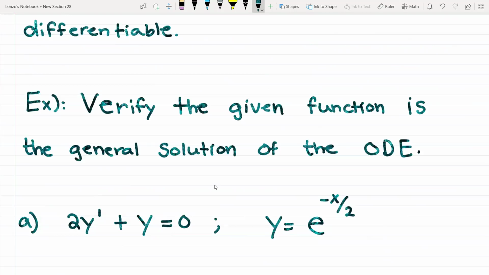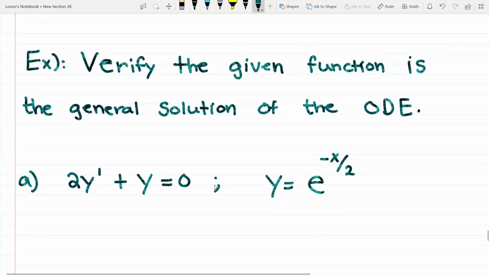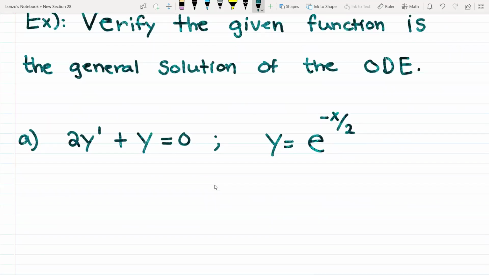Okay, so let's do an example to make sense of all this. The example says: verify the given function is a general solution of the ODE, ordinary differential equation. So we have 2y prime plus y equals 0. What you have to do is, they give you the solution. This is your solution. A solution can be an equation, right? And we have to verify this solution actually is a solution of the ODE.